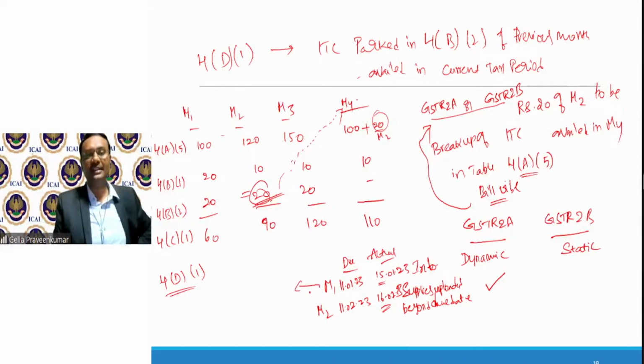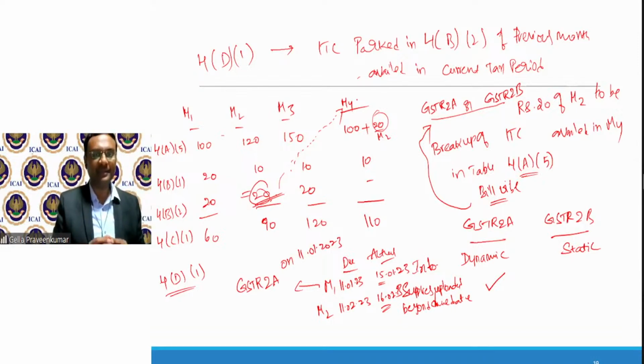So when you download GSTR-2A on 11th Jan 2023, you will have say 100 line items. When you download GSTR-2A on 15th Jan 2023, 100 plus another 10 or 20 line items get added. That happens in GSTR-2A. But in case of GSTR-3B, this is static. That means to say, when you download GSTR-3B for month 1, only those suppliers who file their returns within the due date are available. Any data furnished by a supplier after the due date is not available in GSTR-3B.